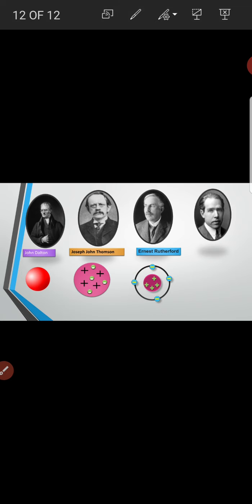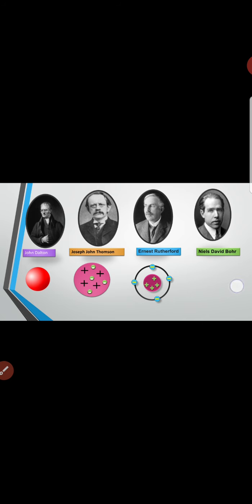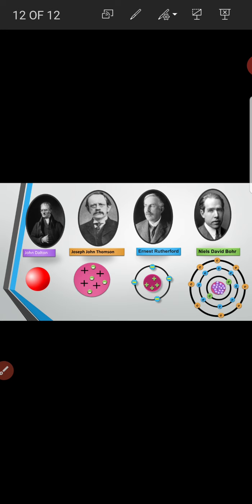Then after J.J. Thomson, the next scientist who came forward and explained the atomic theory is Ernest Rutherford. According to Rutherford, the positive charges are present in a nucleus and negative charges revolve around the nucleus. And the fourth scientist, Niels Bohr. Niels Bohr suggested that the positive charges are in a nucleus, but all the negatives will not revolve in one orbit. The negative charges, that means the electrons, revolve in different orbits, and that's why the atoms are stable. So this is about today's lecture.